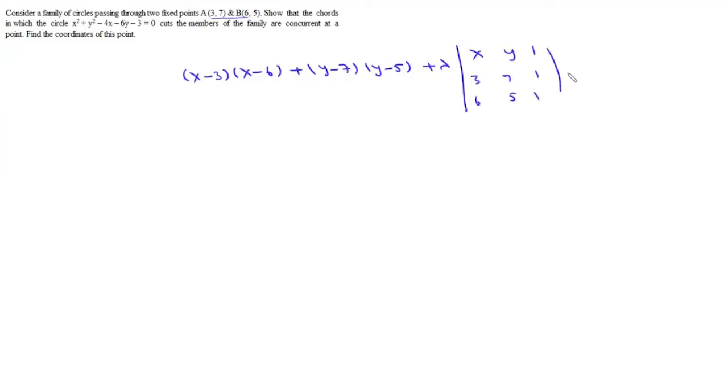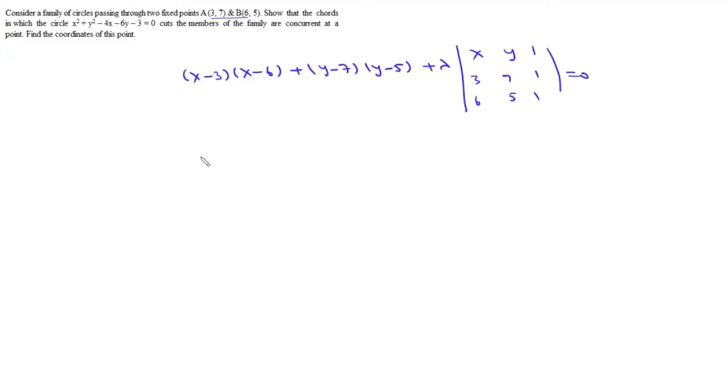Now here the question is, consider a family of circles passing through two fixed points and show that the chords in which this circle cuts the members of the family are concurrent at a point, and we also have to find the coordinates of that point. Now what we can do is write the equation of the family of circles passing through these 2 points, and we know that this is given by (x minus 3)(x minus 6) plus (y minus 7)(y minus 5) plus lambda times the determinant of x, y, 1; 3, 7, 1; and 6, 5, 1 equals 0.